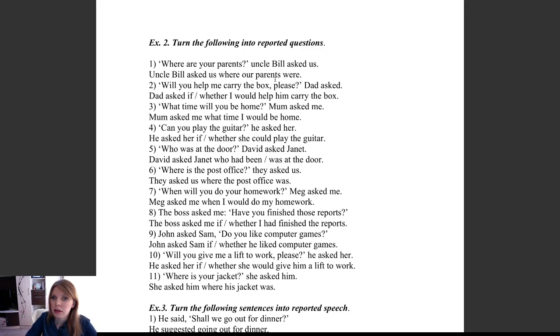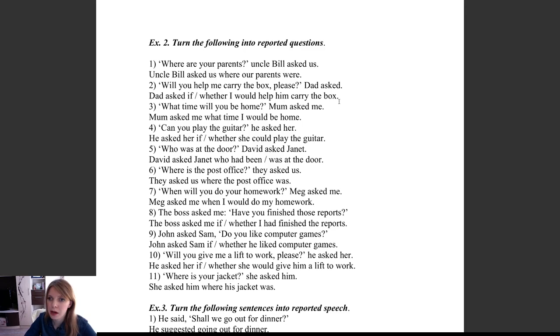У нас меняется глагол в настоящем времени на глагол в прошедшем времени. Почему? Потому что сказуемое в главном предложении стоит в прошедшем. Asked. So here past simple and here past simple as well. Мы используем прямой порядок слов. Where our parents were. Number two. Will you help me carry the box, please? Dad asked if or whether I would help him carry the box.